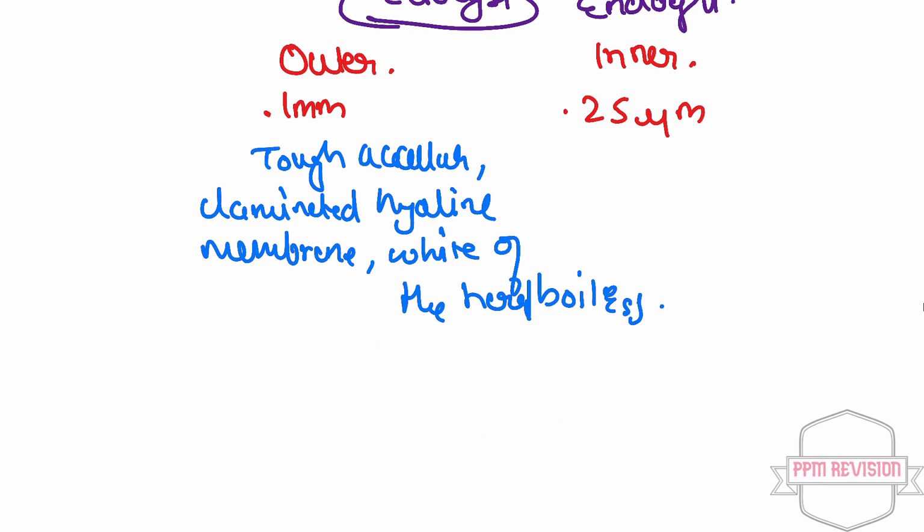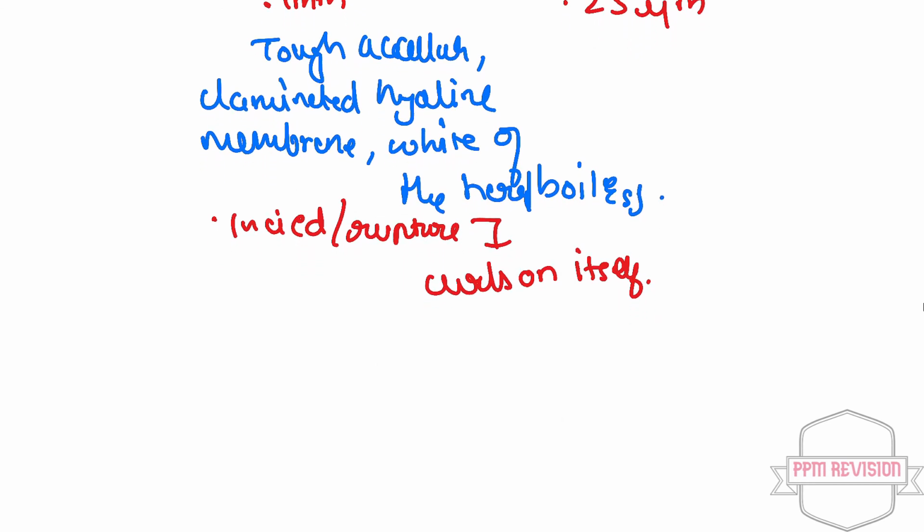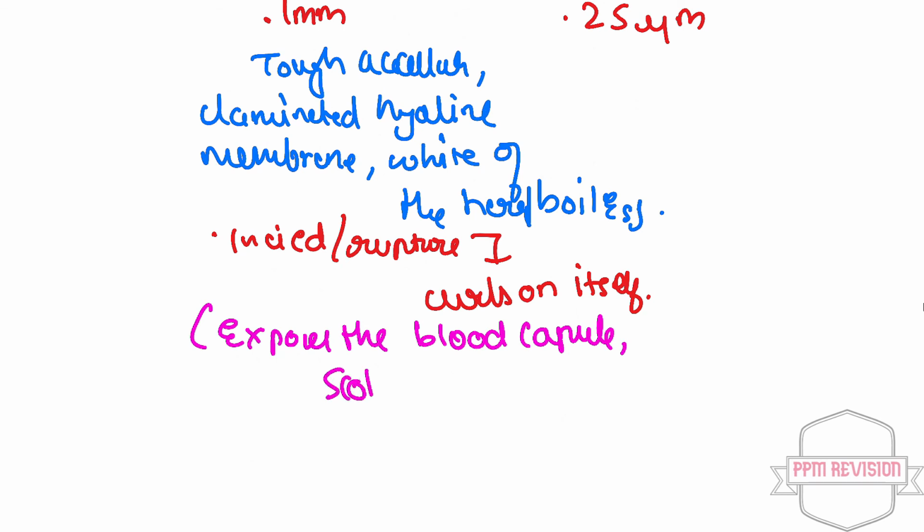And when it is incised or ruptured, what happens is it curls on itself and exposes the inner layer containing the brood capsules, scolices, and daughter cysts.